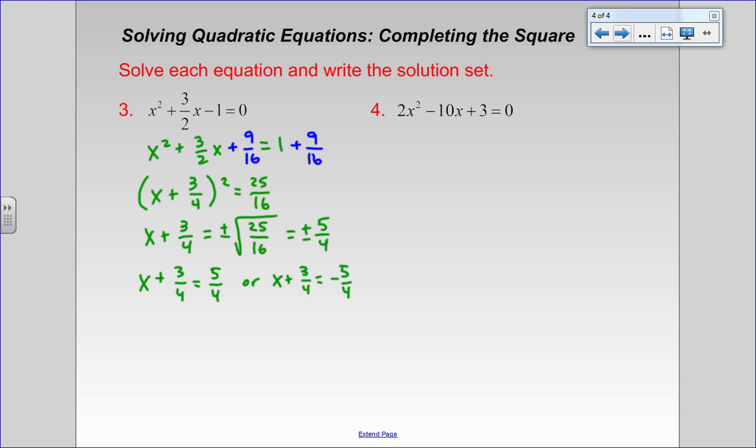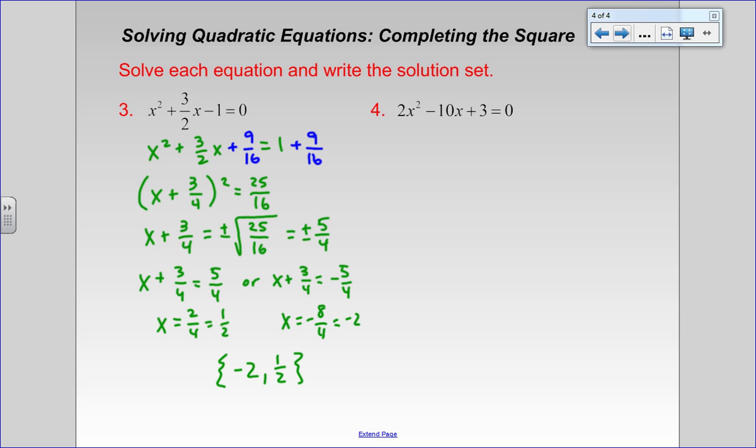In each case, we need to subtract 3/4 from both sides of the equation. In the left equation, we have 5/4 minus 3/4, which is 2/4, or 1/2. And on the right equation, we have negative 5/4 minus 3/4, which would be negative 8 over 4, or more simply, negative 2. So this quadratic equation has two solutions, negative 2 and 1/2. Finally, in problem 4, we have 2x squared minus 10x plus 3 equals 0.